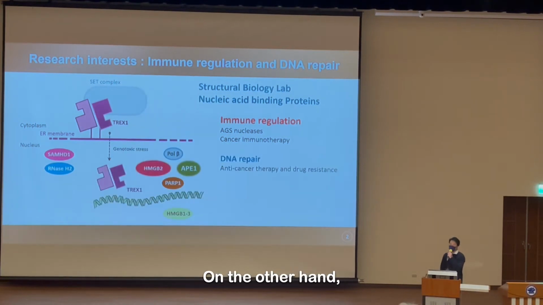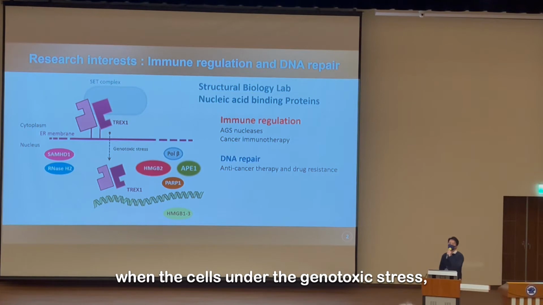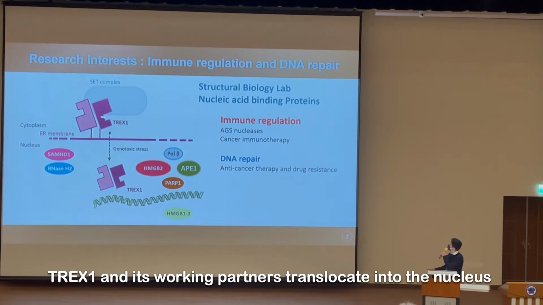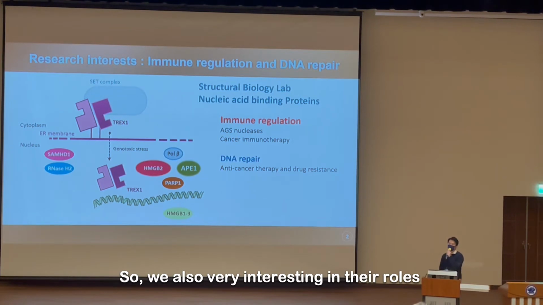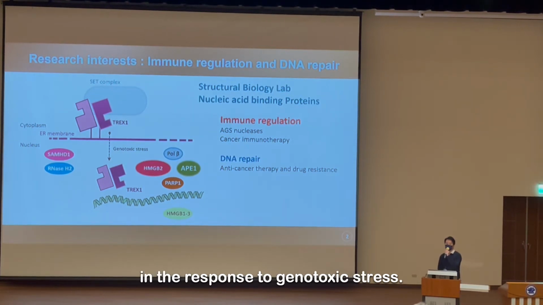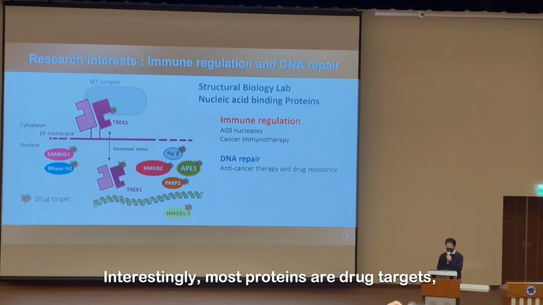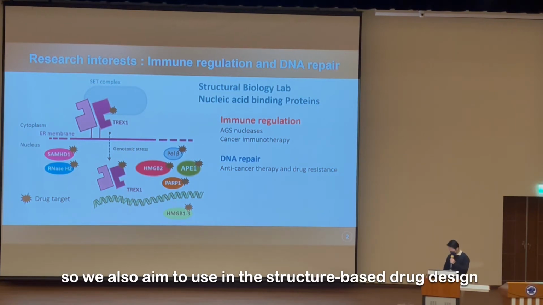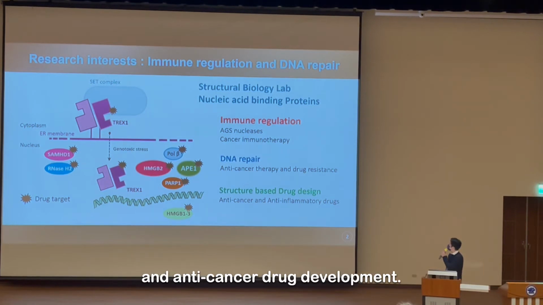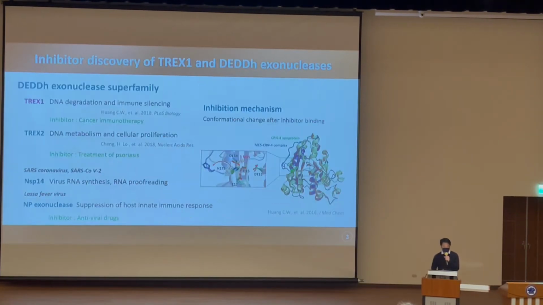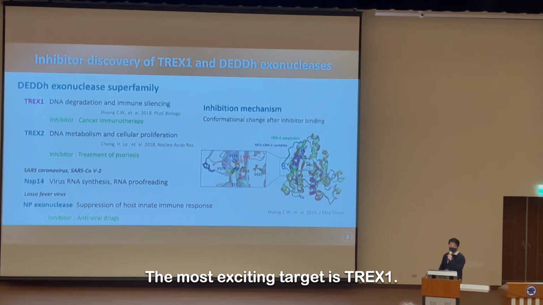On the other hand, when the cell is under genotoxic stress, TREX1 and its working partner relocate into the nucleus and participate in the DNA repair pathways. So we are also very interested in their roles in response to genotoxic stress. Interestingly, most of these proteins are drug targets, so we also aim to use structure-based drug design to find inhibitors and apply them in cancer immunotherapy and anti-cancer drug development. And the most exciting target is TREX1.